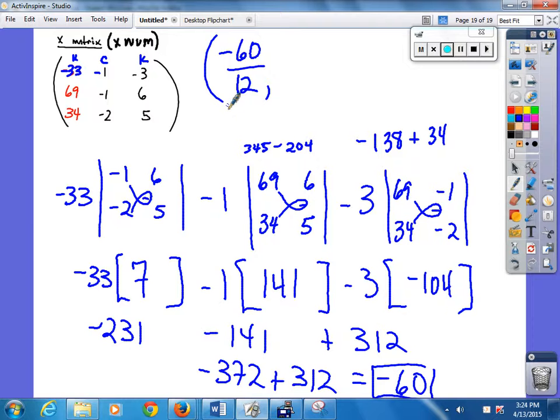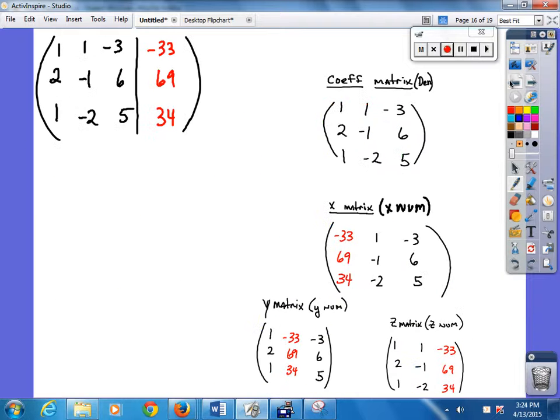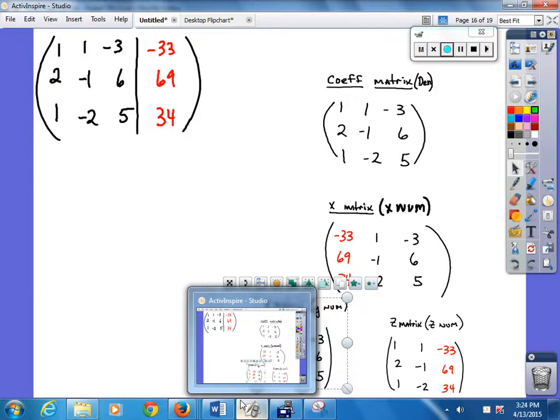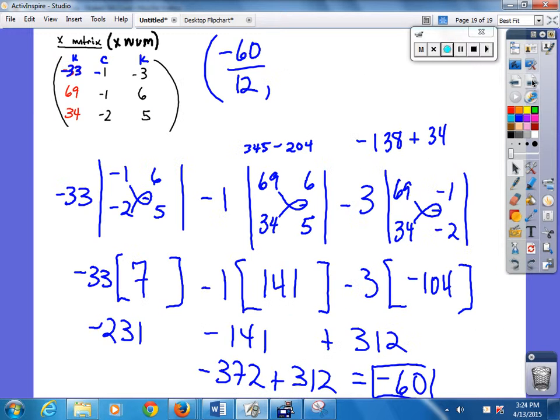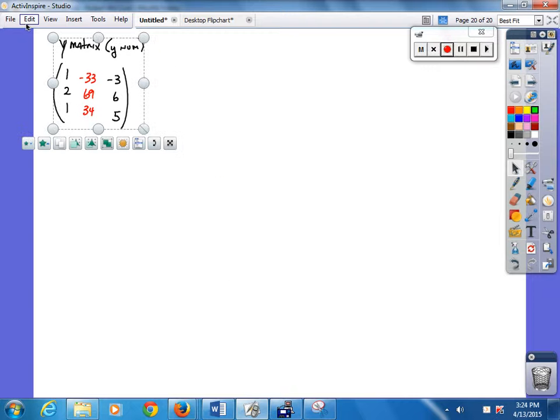Let's go to y. So we go to our handy dandy y matrix and grab that one. And I'm going to let y'all do this one, because I have confidence in y'all.